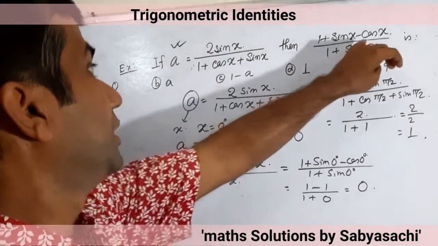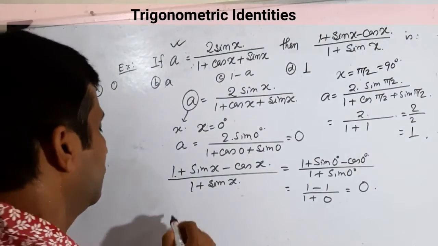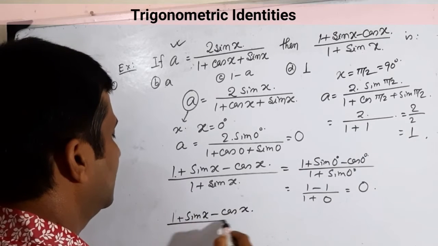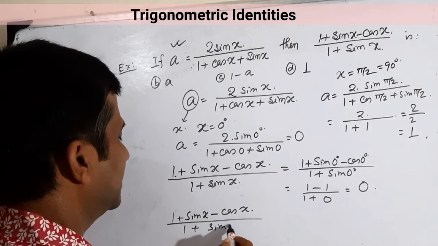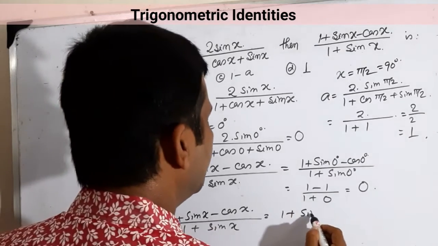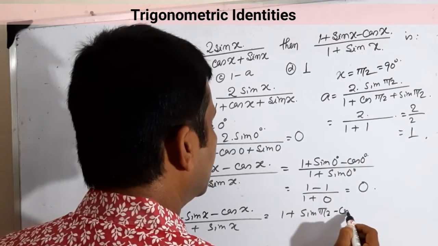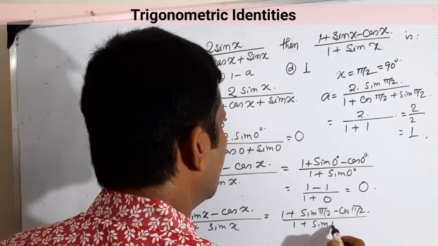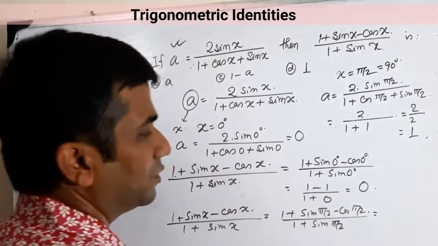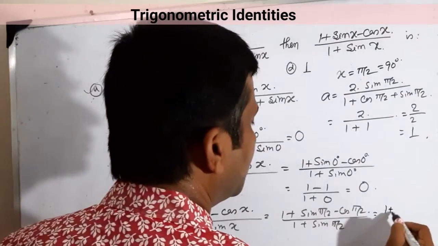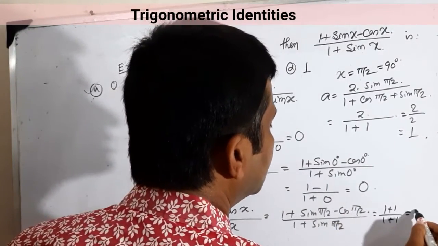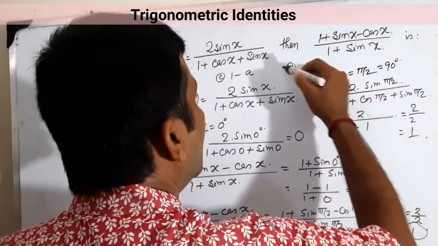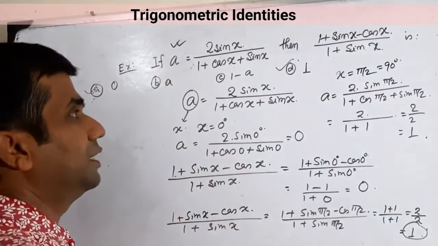And you put here x is equal to pi by 2 in (1 plus sin x minus cos x) by (1 plus sin x). Then 1 plus sin pi by 2 minus cos pi by 2 by 1 plus sin pi by 2. Sin pi by 2 means 1, cos pi by 2 is 0. Then 1 plus 1 by 1 plus 1, this is 2 by 2, this is equal to 1. So your D and A will be the correct answer.